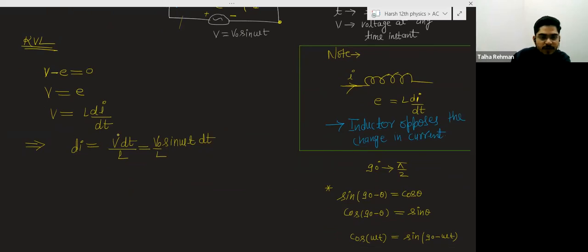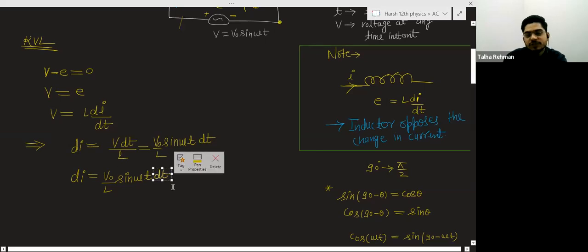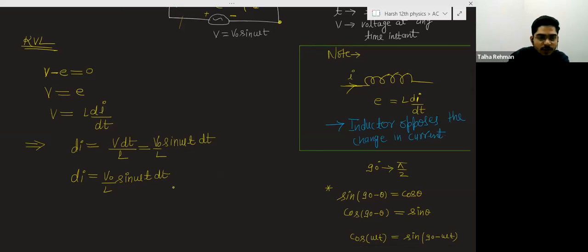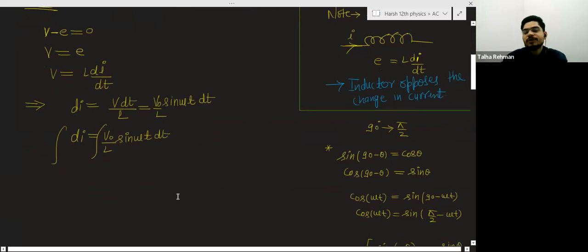So the equation of the current is di is equal to V naught by L sine omega t dt. So what is di? di is the small value of the current, or a small change in the current. What is dt? dt is the small change in the time. For calculating the total current, you will integrate both the sides. And why do we use integration? For adding small values.